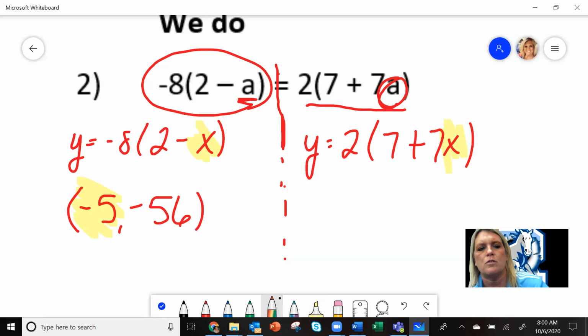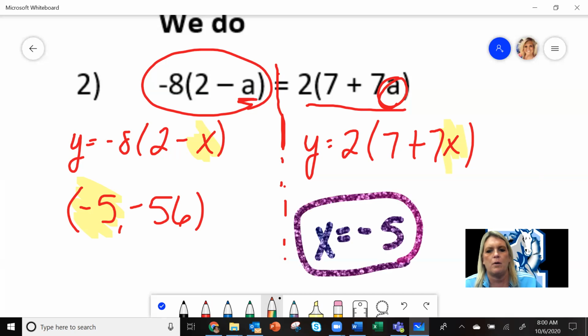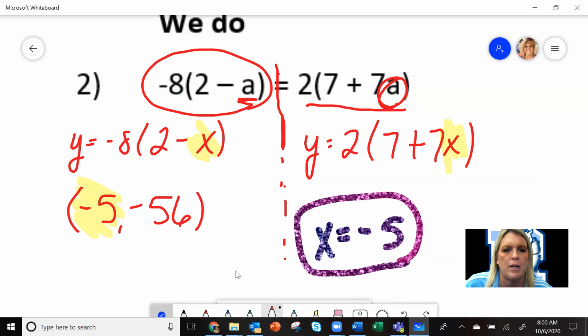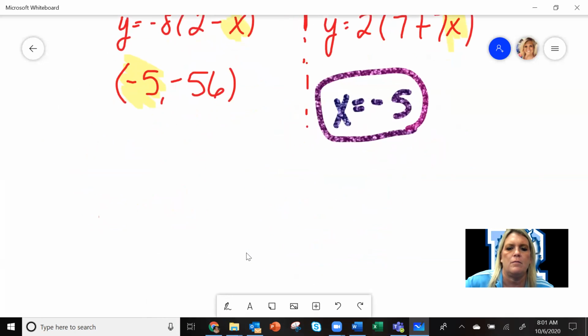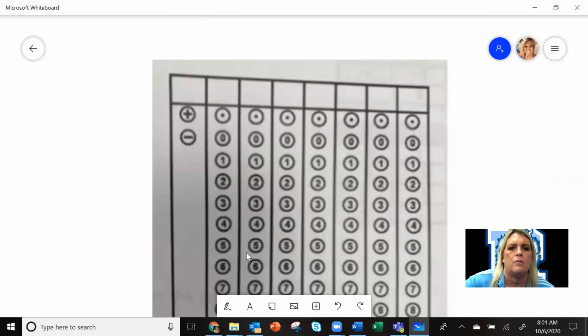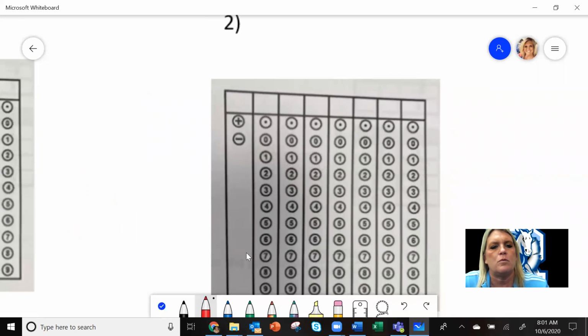So my answer is right here. X equals -5. Now we need to make sure we know how to bubble it in. So let me go down here to the bubble in chart that we have. Let's see, moving this down. Right here, we said x equals -5. So how do we bubble that in?